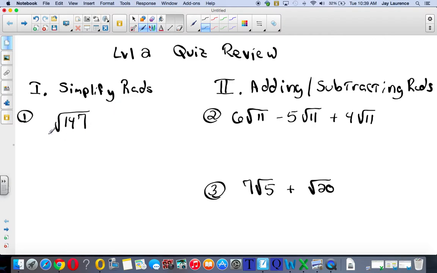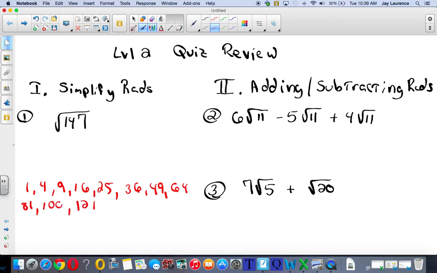You're going to have to be able to simplify rads, right? And remember, we want to know our perfect squares. If you need to generate a list, that's fine. 1, 4, 9, 16, 25, 36, 49, 64, 81, 100, 121, 144, and I don't need to do any more because they're all bigger than 147.